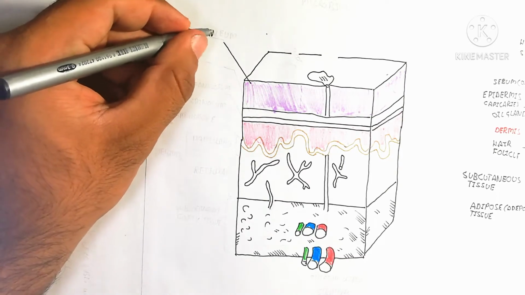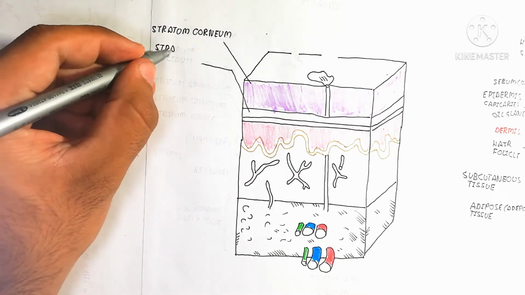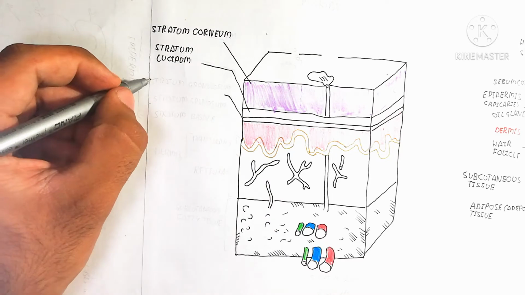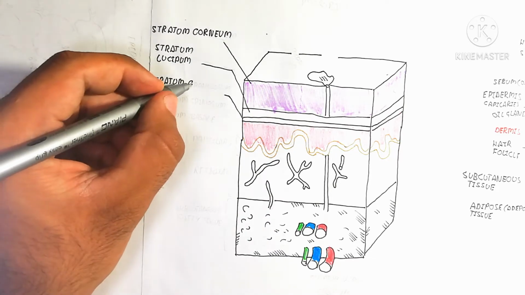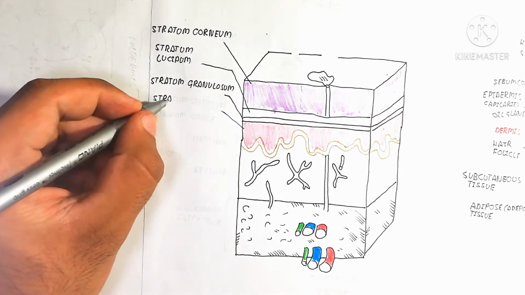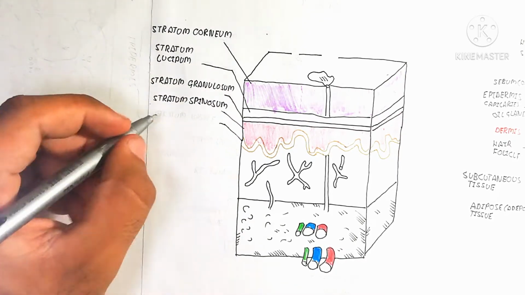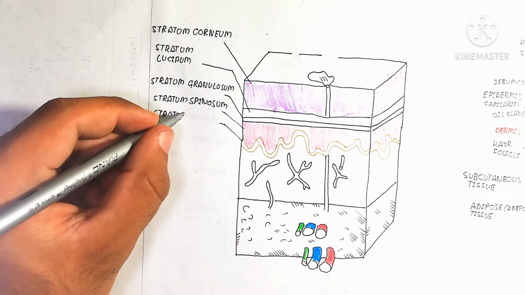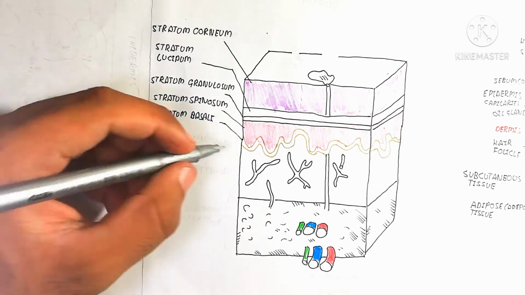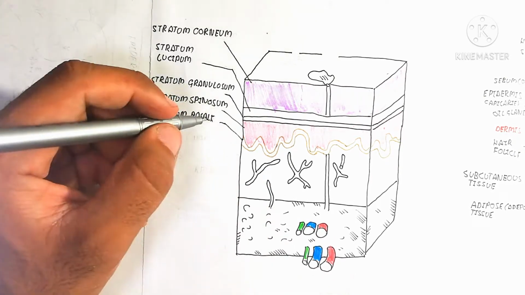That is important. Here is the stratum corneum, which is a component of the epidermis, then the stratum lucidum, stratum granulosum, stratum spinosum, and stratum basale. These are the five parts of the epidermis. There are different layers, and here we will discuss the whole function.